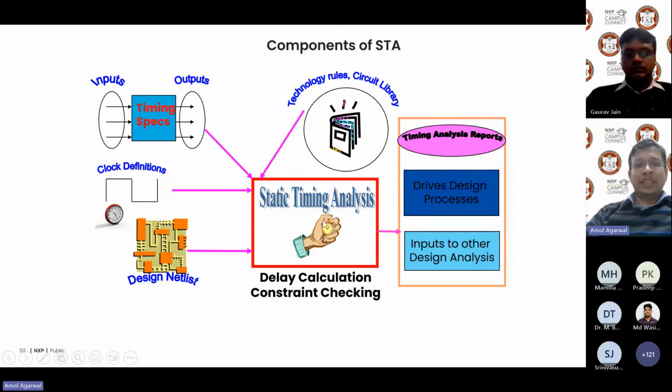So how are the overall delays dependent? There are multiple things. One is your delays are dependent on your technology rules and circuit library, whether it's a 5 nanometer node or 16 nanometer node. As you lower the tech node, you will find faster cells. So all these things will decide what is the delay per unit cell, these technology rules. Then how many logic gates are there overall? It will decide the overall delay of that logic, and ultimately you will do a setup and hold timing analysis to see if your design is meeting your desired spec or not.